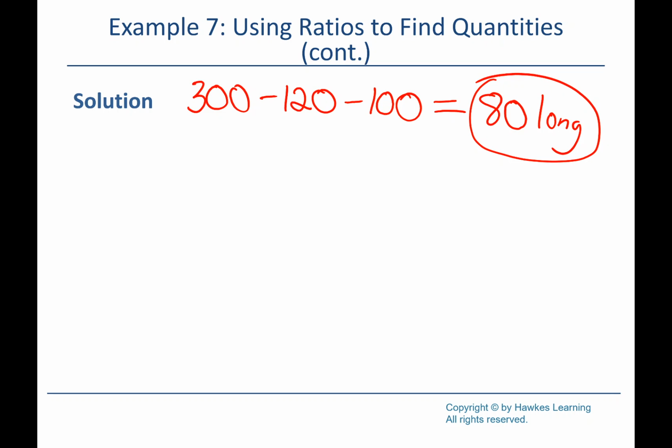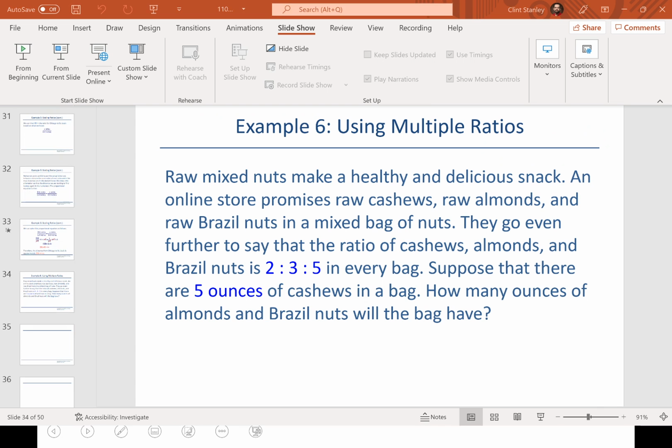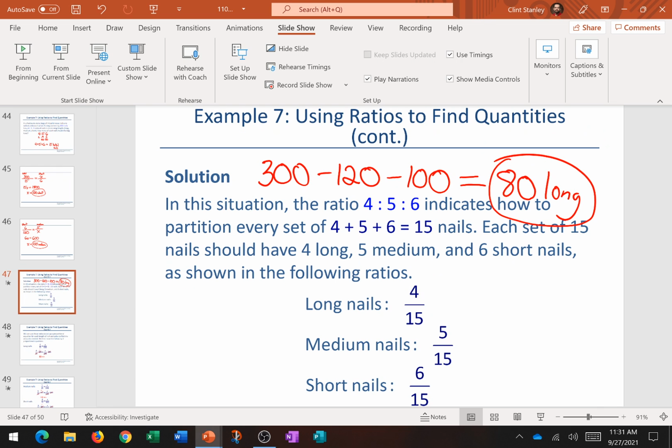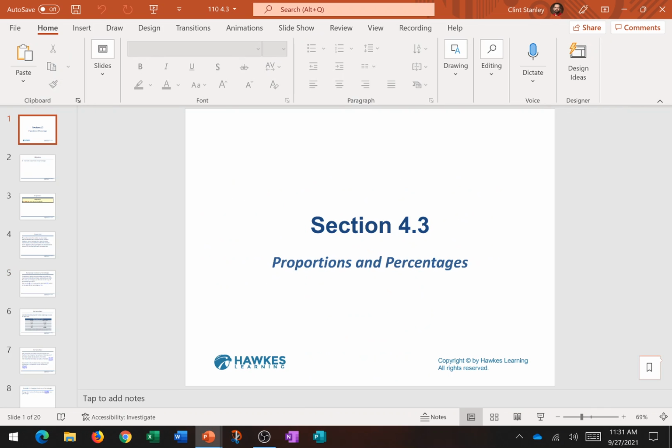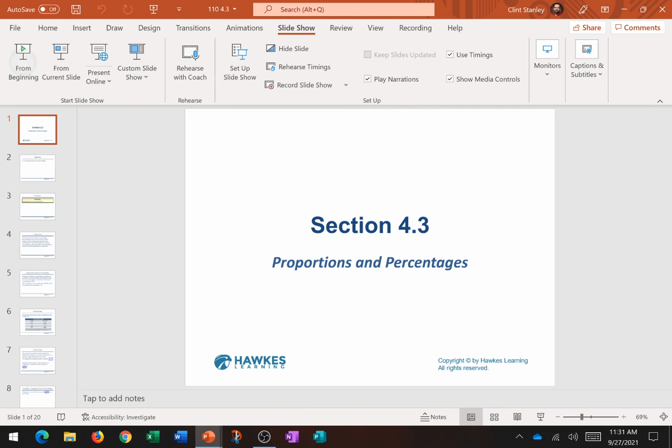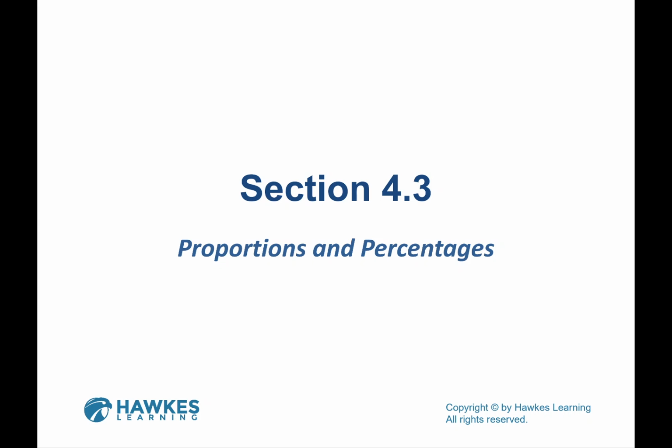All right, that's the end of 4.2. That's all of it. Once you get where you can do the multi-part ratios, you're in good shape. 4.3 is pretty short. In 4.3, we are thinking about percentages as the main idea.